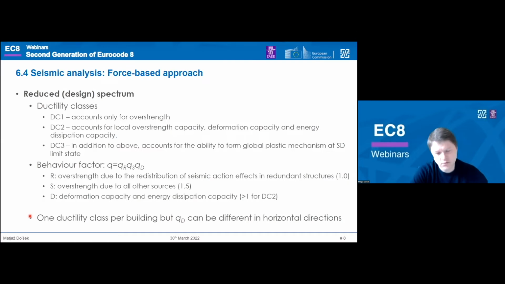And there is also a rule given that we should use 1 ductility class per building, but the component QD of the behavior factor can, of course, be different in horizontal directions. This is mainly the case for steel buildings, where you can have different structural systems in one and the other direction.